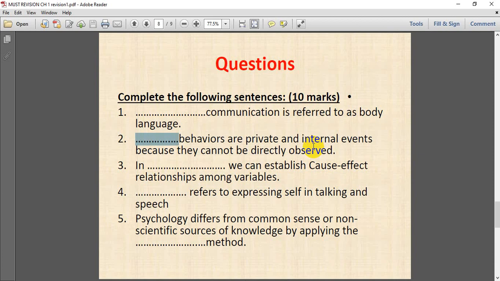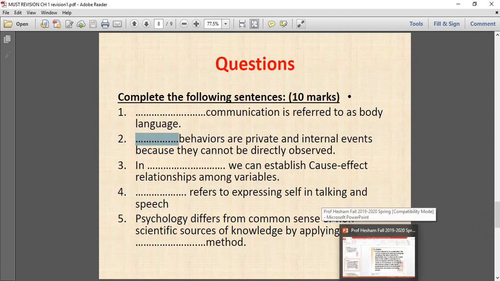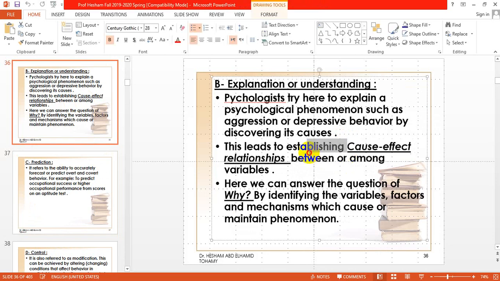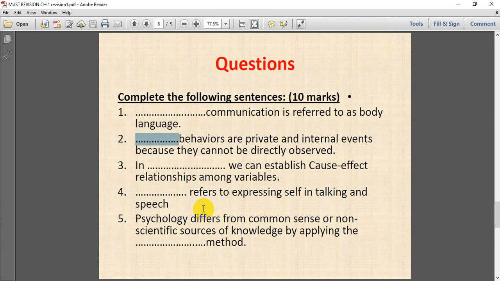Establishing a cause-effect relationship. I'm sure you will be able now to complete this sentence. In explanation or understanding, we can answer the question of why and we can answer cause-effect relationships. This is explanation or understanding. Look. Next: refers to expressing self in talking and speech. As we said before, verbal reports or verbal communication means expressing yourself in talking and speech. So the answer is verbal communication, or we can also say verbal reports.